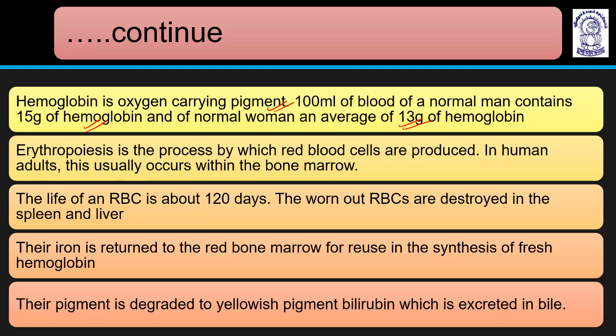Erythropoiesis is the process by which red blood cells are produced. In human adults, this occurs only within the bone marrow, while before birth or in infants, the liver, kidney, and yolk sac are all erythropoietic organs. So it is known as what? Erythropoietic organ.